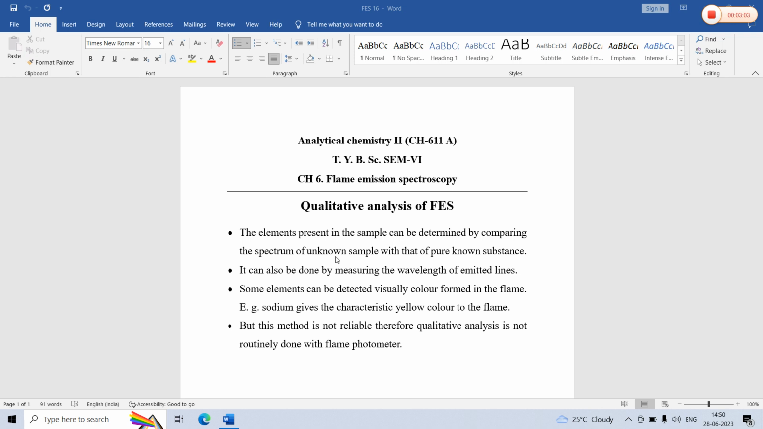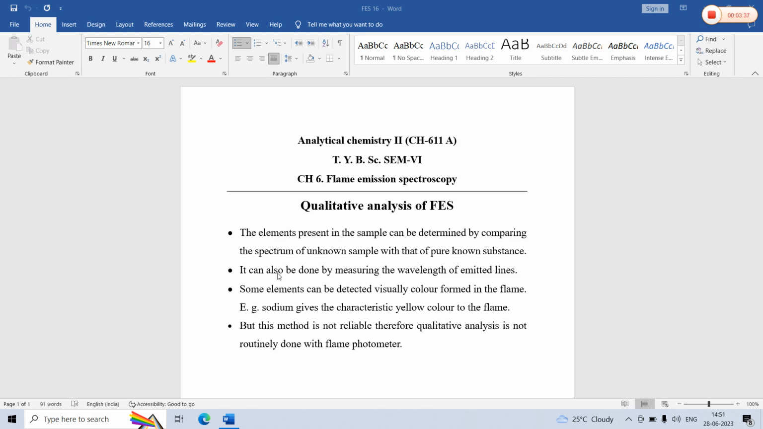Now, in the memory of the instrumentation, there is a huge number of spectra of pure known substances kept, and by simple comparison, the spectrum of the unknown sample is compared with that of the pure known substance, and the qualitative analysis is done.